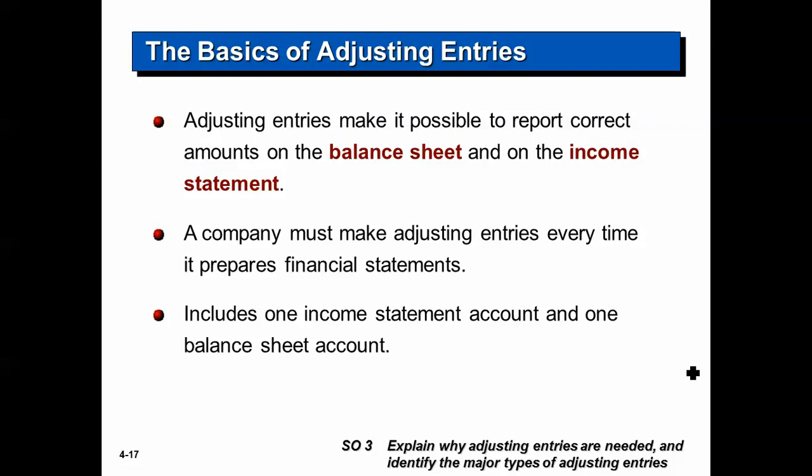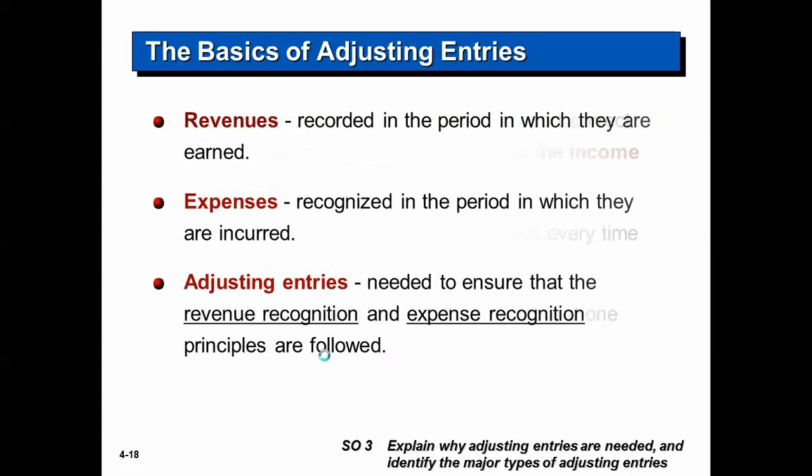Now, the basics of adjusting entries. We have to make adjusting entries to adjust the accounts between the balance sheet and the income statement. Every adjusting entry contains one income statement account and one balance sheet account. Revenues are recorded in the period in which they are earned, and expenses are recognized in the period in which they are incurred. Adjusting entries are needed to ensure that both these principles are followed.